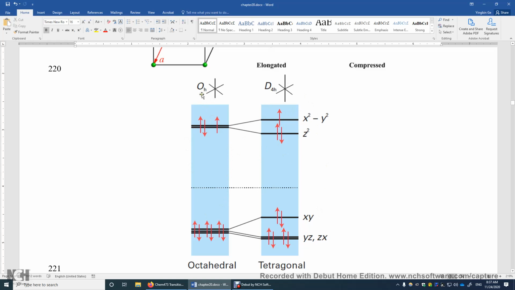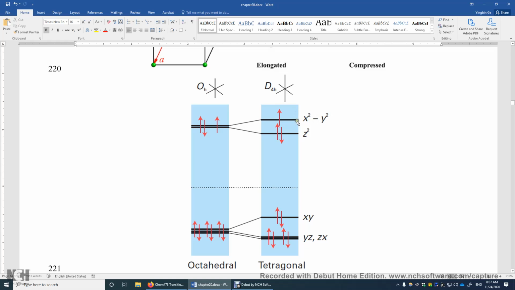In the Oh point group, dz squared and dx squared minus y squared have the same energy. So these two orbitals are the Eg orbitals. And these 3, dxy, dyz, and dxz, they are T2g orbitals, triply degenerate. So now if we elongate these 2 bonds in the z direction, the symmetry is lowered from Oh to D4h. That will break the degeneracy. So over here, the dz squared orbital has lower energy than dx squared minus y squared.